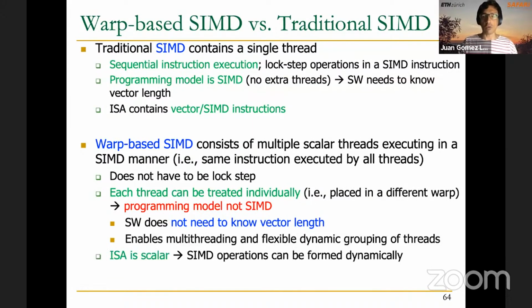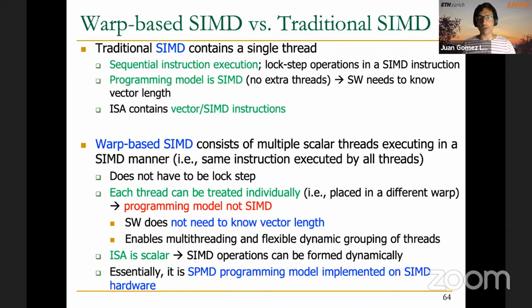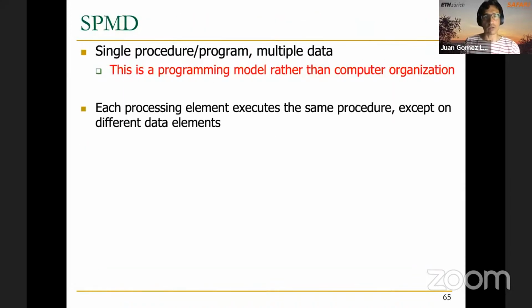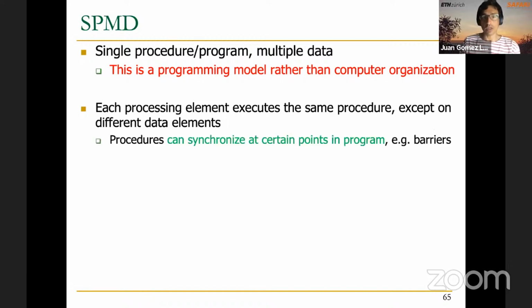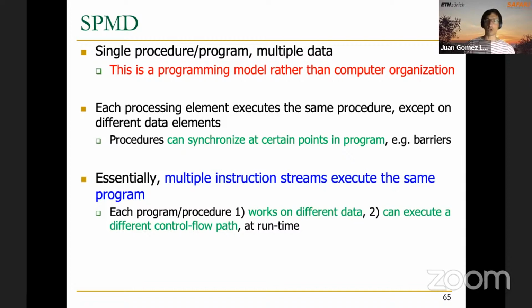It's the hardware layer that creates the warps and executes them on the SIMD engines that are each of the individual GPU cores that we have presented before, right? So we have an ISA that is scalar, and the SPMD programming model allows us to write code for individual threads, and then the hardware creates the warps, which are somehow the vector instructions that are executed on the SIMD pipeline. So SPMD is a programming model, not a computer organization. It gives us the possibility of executing multi-threaded programs on a SIMD machine.